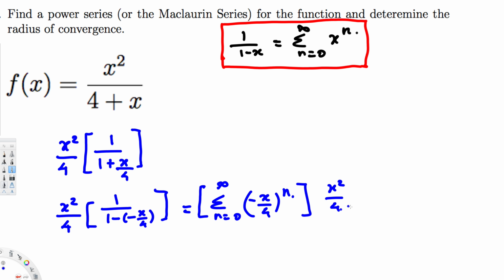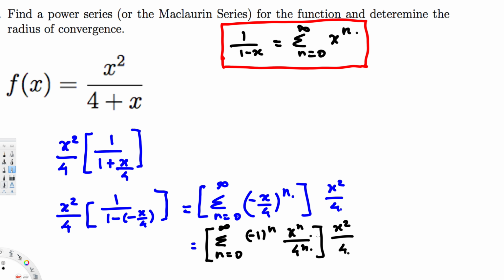Now we can combine this one with this one. To combine this, first we can take this negative outside. If I take this negative one outside, since everything is powered by n, this negative one is also going to be powered by n, and we are going to remain with x over 4 powered by n. So we can write that separately, like x power n over 4 power n. And also we have the multiplication outside, that's x square over 4.